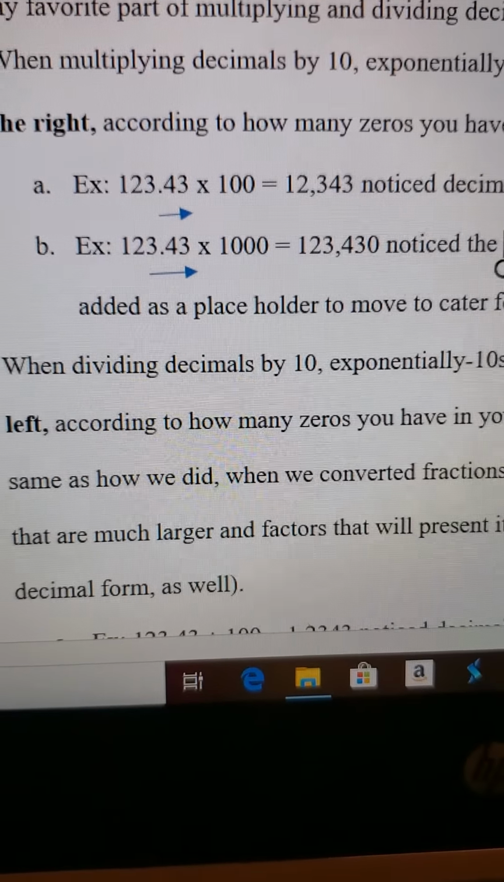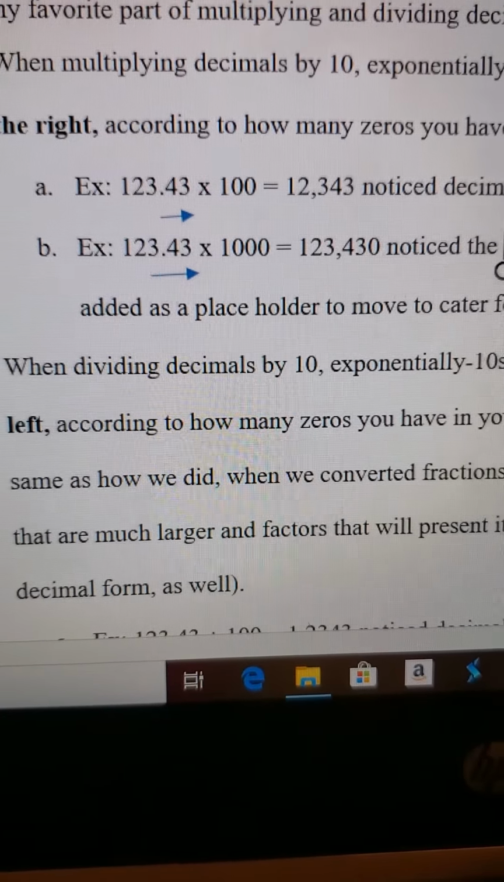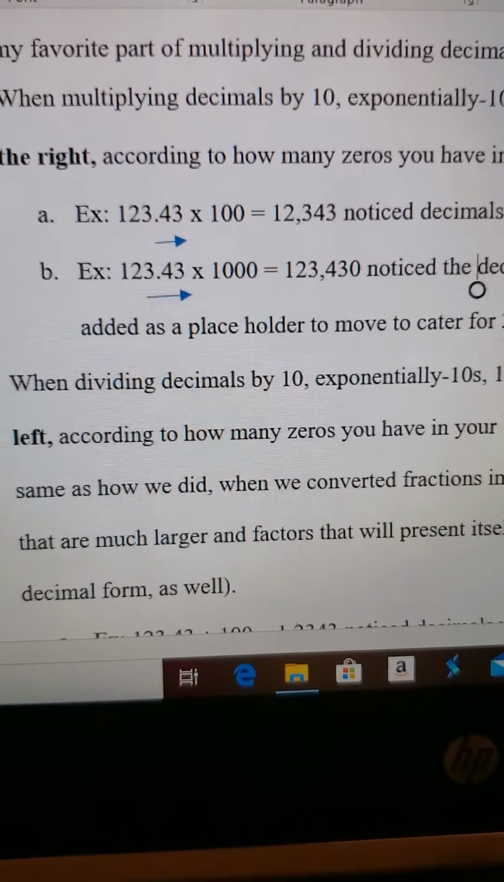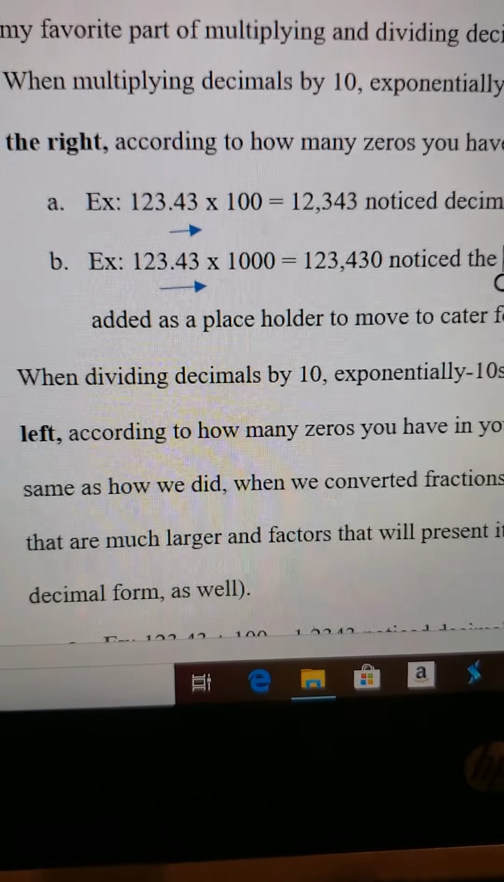So, that's a great mnemonic to remember when dividing decimals. Just think to the left. We move those decimal places to the left.